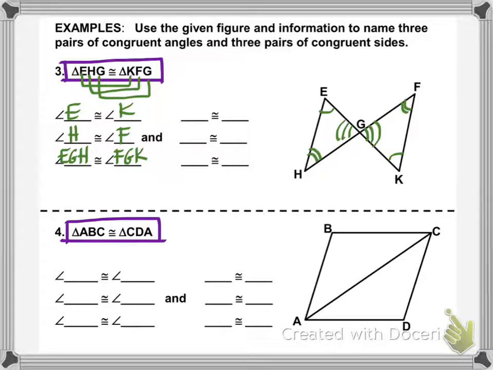So I don't have to worry about corresponding vertices when I'm writing the angles that are congruent. Only when I'm talking about the triangle congruent statement.